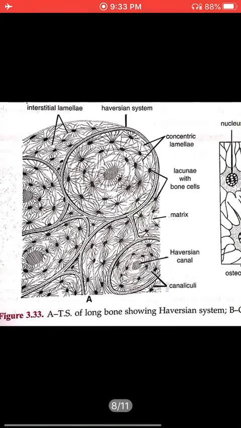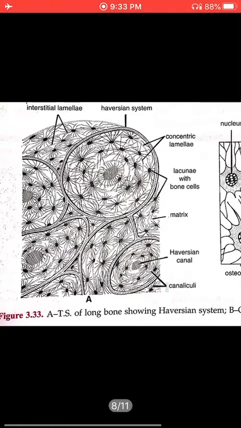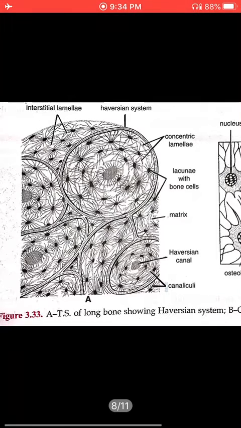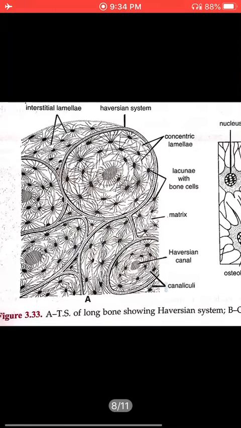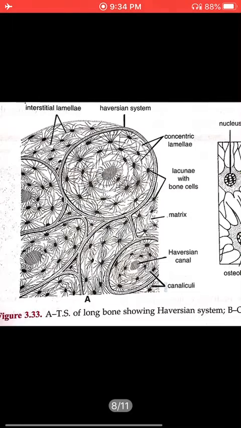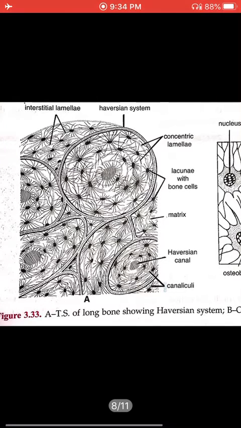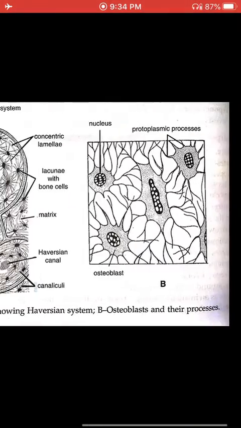Now if we compare bone and cartilage, then bone is hard and inflexible while cartilage is flexible. Bones are porous, cartilage is non-porous. In bones blood vessels are present, while in cartilage there are no blood vessels. Bones are made up of protein and mineral salts like calcium and phosphate, and cartilage is made up of only protein.